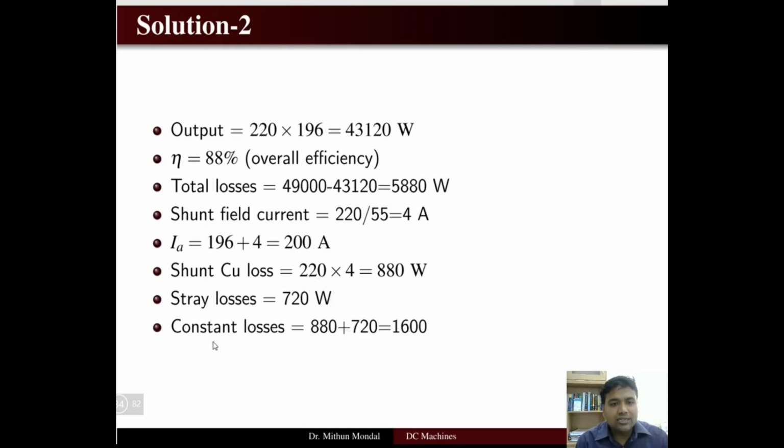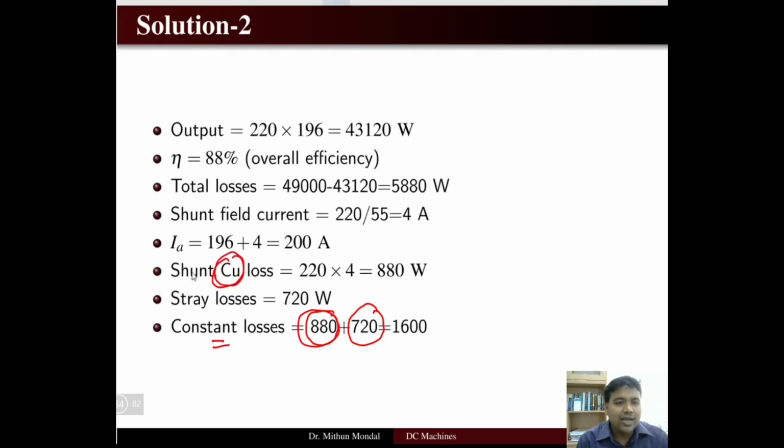So the constant losses in the machine are basically the sum of the 880 watt, that is the shunt copper loss, plus the stray losses. You know that there are two types of losses: one is constant loss, another is variable loss. Variable loss is basically the loss that takes place in the copper winding.